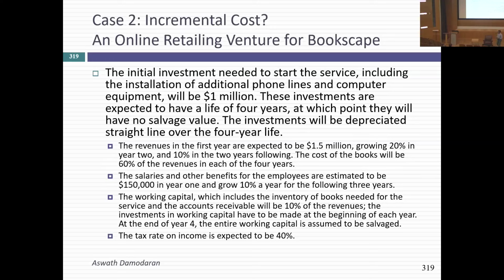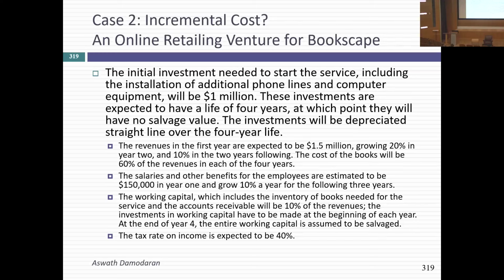So let's take a second example of an incremental cost. Okay? Let's assume Bookscape, the privately owned bookstore, is thinking about starting an online retail venture. It's going to cost them $1 million upfront, a capital expenditure of $1 million to get this going. These investments are expected to have a life of 4 years. So let's keep this simple. At the end of 4 years, you're going to salvage it, get nothing back.